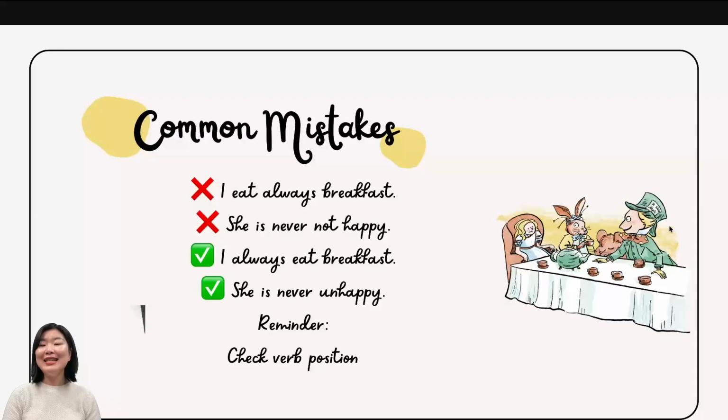The sentence, she is never not happy. You do not want to use the negative form not with never. The correct sentence would be, she is never unhappy. Remember to check your verb position before writing your adverbs of frequency.